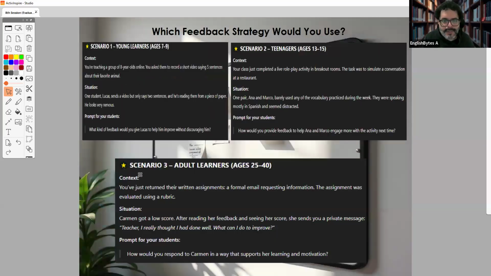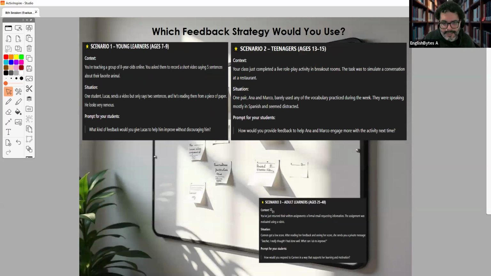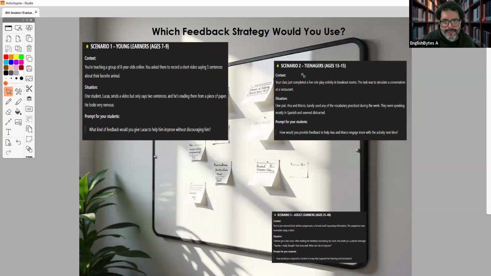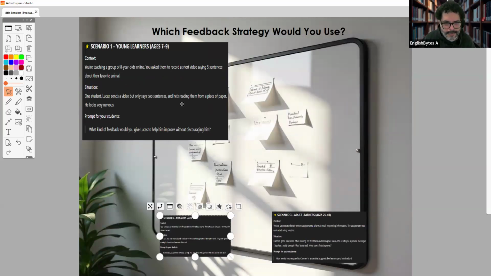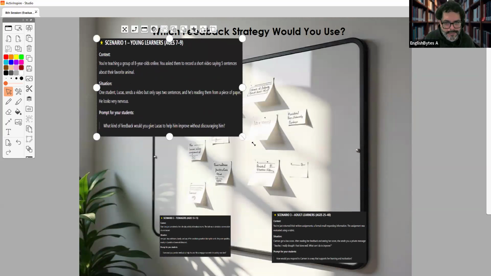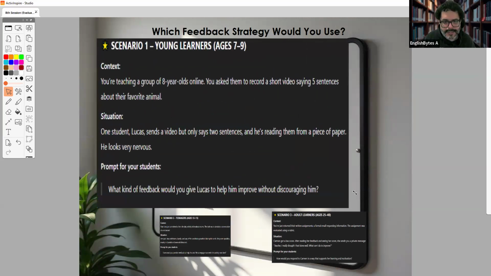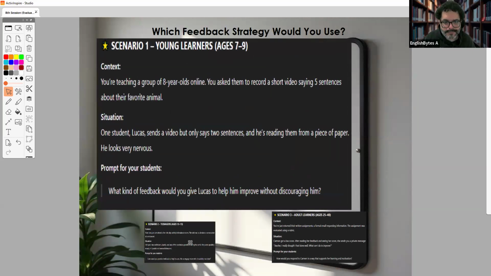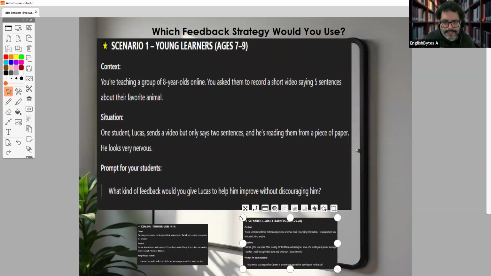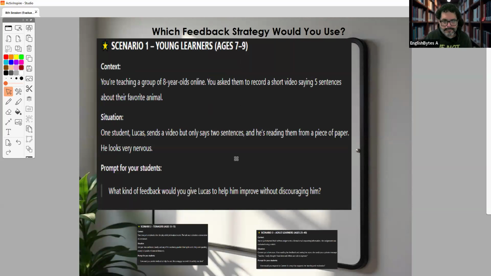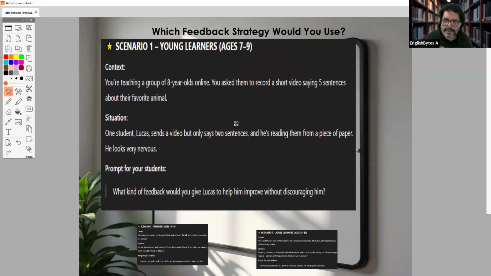Now, talking about the different scenarios, let me have your eyes here. Let's take a look at these situations, okay? Scenario 1. Young learners between 7 to 9 years. And I want you to tell me which feedback strategy you would use. You can do it on the chat. You can lift your hand and use your microphone.